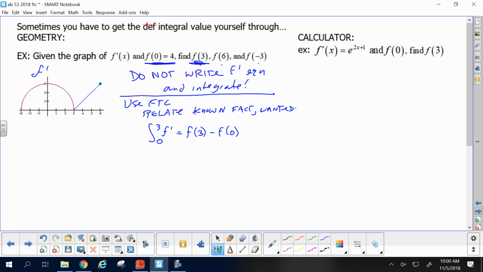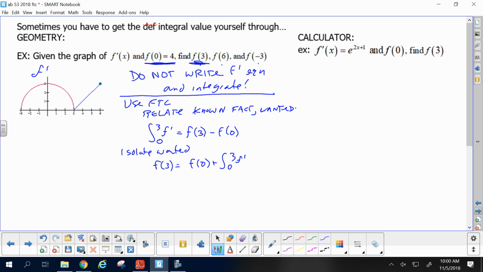Then it's starting to look like a problem we've done. You isolate what you want. We want f at 3. So if I isolate f at 3, then I would add over f at 0. And f at 3 would be the initial f at 0 plus the integral. Are you with me? Okay.